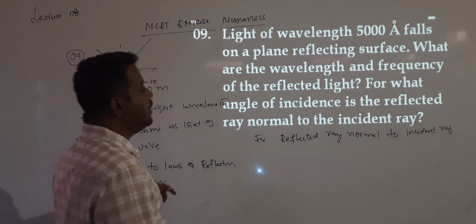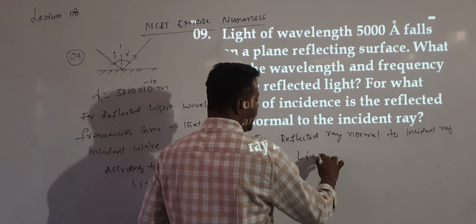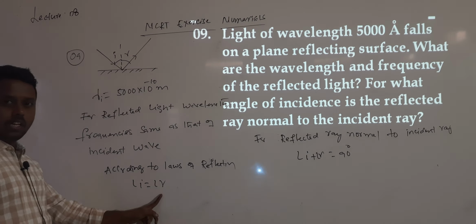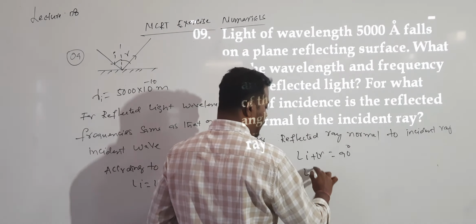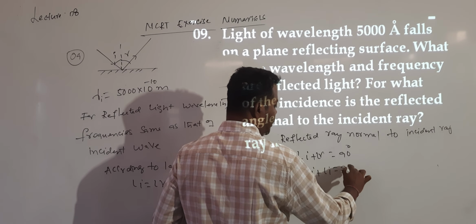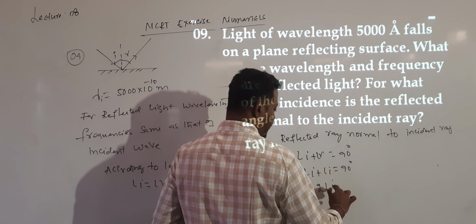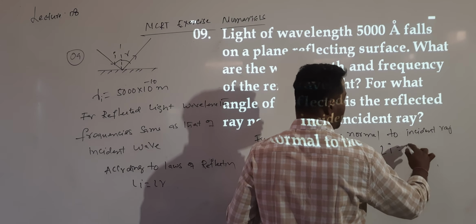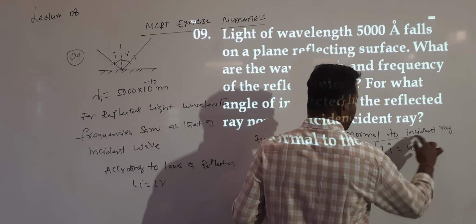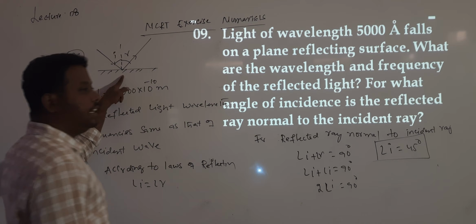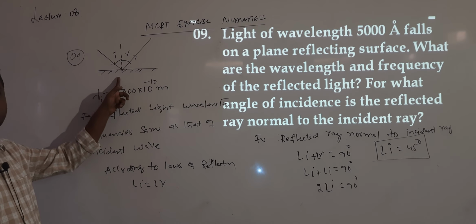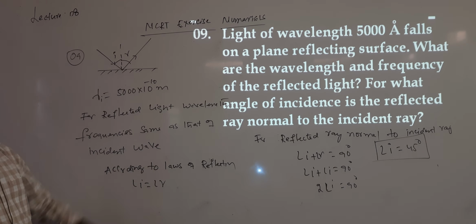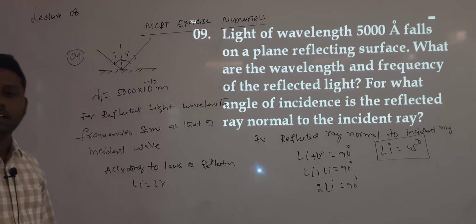So the sum of the angles, that is angle I plus angle R, should be equal to 90. But we know that angle I value is equal to angle R. So therefore what will I get? Angle I plus angle I is equal to 90, which is 2 into angle I is equal to 90. So the angle I value is equal to 45 degrees. Whenever the incident light ray makes an angle of 45 degrees, the reflected ray also makes 45 degrees, then this angle will become 90 degrees. So this is question number 9.